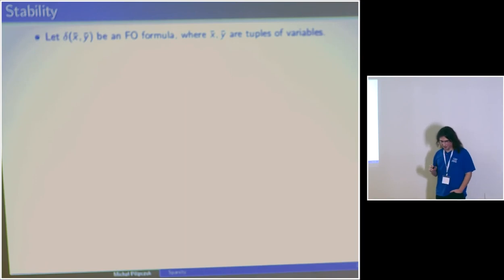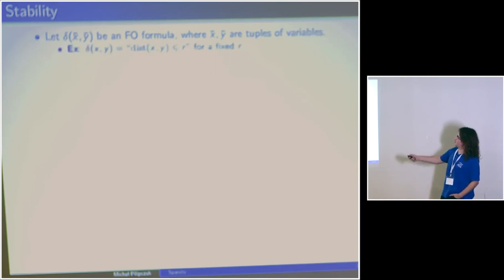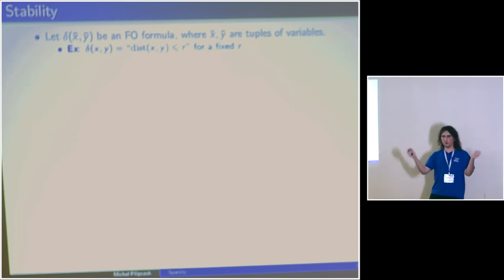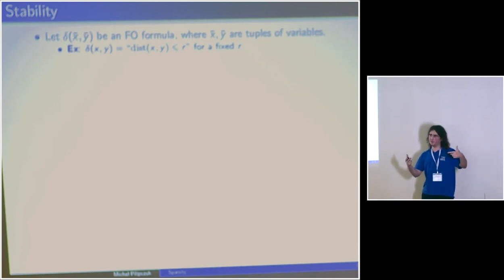So let me tell a little bit about stability. Suppose I've got an FO formula, delta, with some free variables. For example, I could say that two vertices x and y are at distance at most r from each other. So this is not a sentence. These variables x and y are not quantified. This may be for single variables, but it may also be tuples of variables, stating some relation between, say, pairs of vertices.